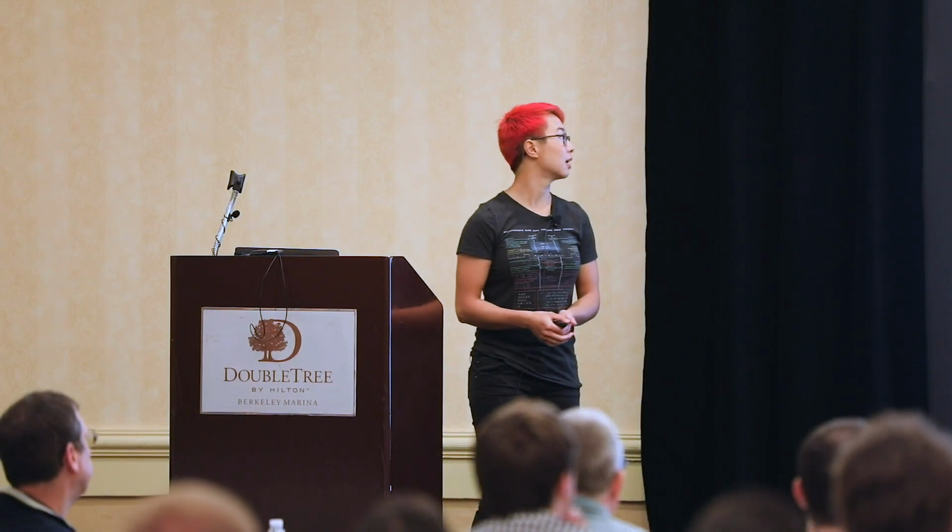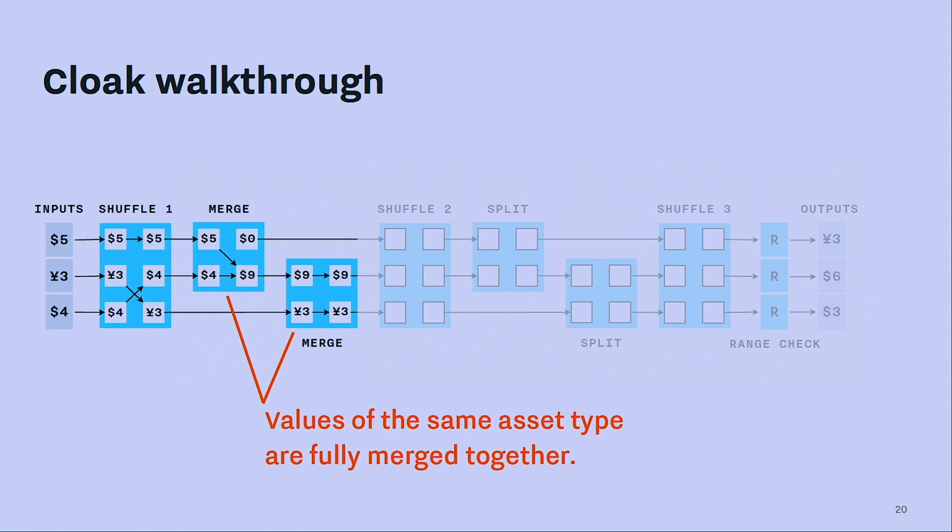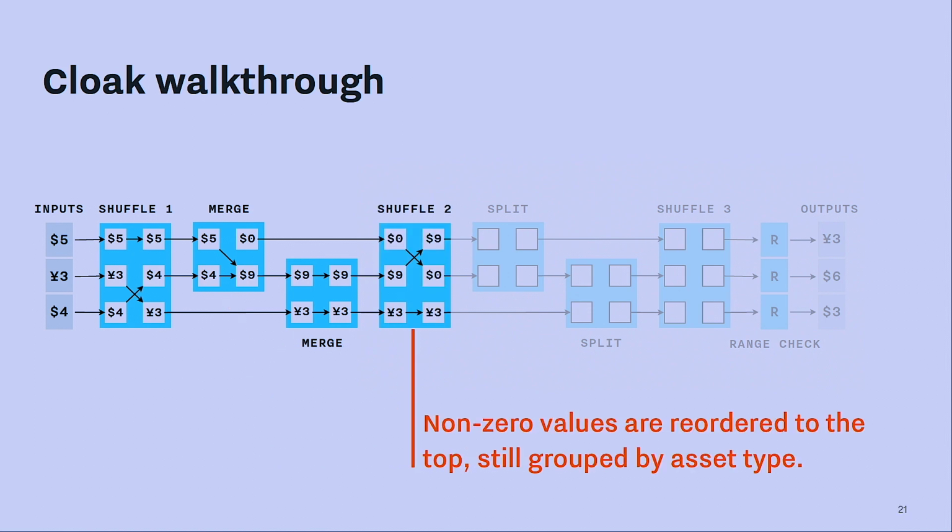So walking through this as a prover, you know that the inputs are $5, 3 yen, $4, and you know the outputs. And your first step is to randomly order the inputs such that they're grouped by asset type. So now the dollars are next to each other. And then you merge all of the values that are of the same asset type together. And that gives you this, $9. And then you shuffle them so that the non-zero values are moved to the top of each asset type group.